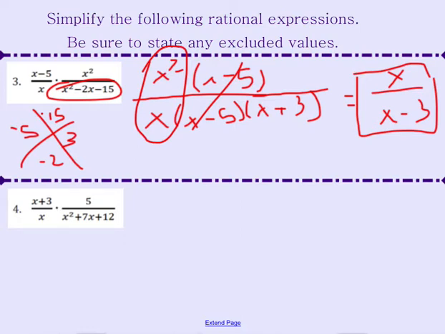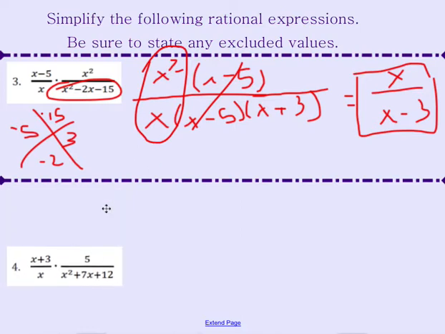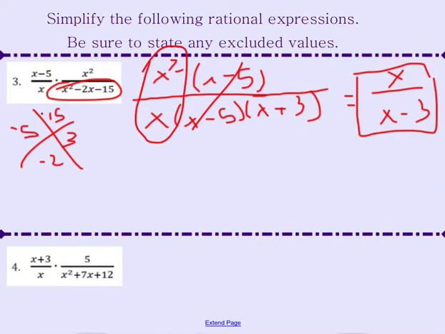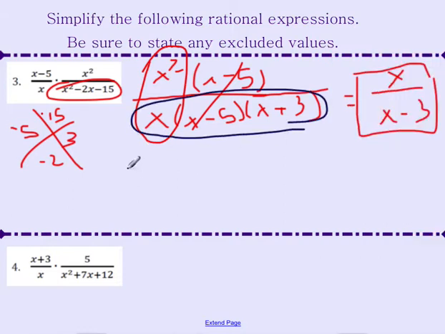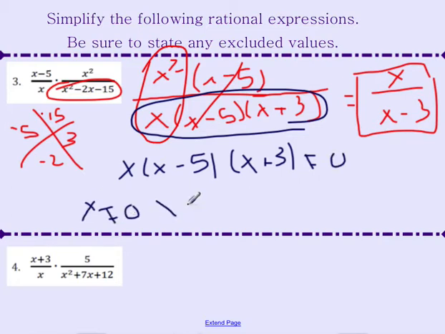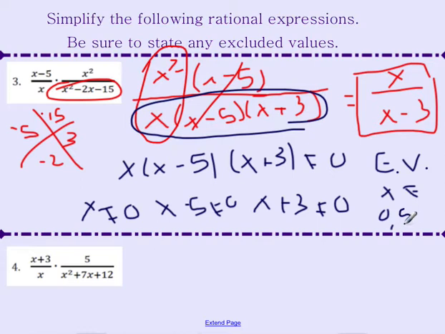But now I need to find my excluded values. To find my excluded values, I need to look at my original denominator. When I look at my original denominator, which is here, I have x times x minus 5 times x plus 3. That cannot be equal to 0. So x cannot be 0, x minus 5 cannot be 0, and x plus 3 cannot be 0. When you solve all of those, you get that x cannot be 0, 5, or negative 3. So we need to throw all of those values out because they will make that denominator 0.